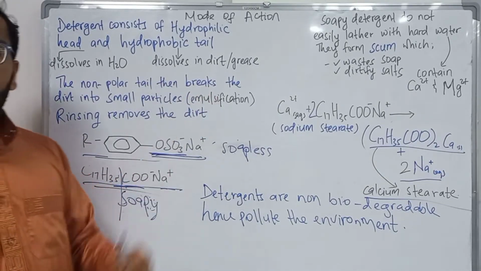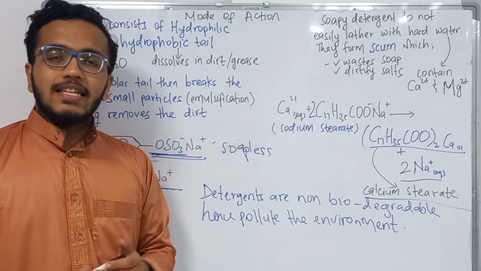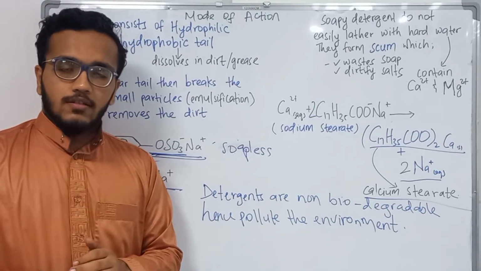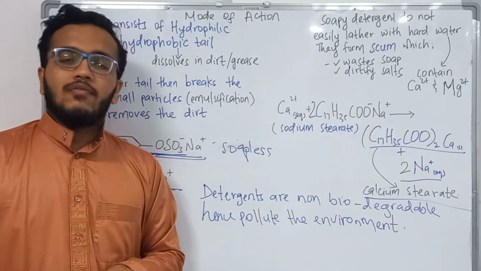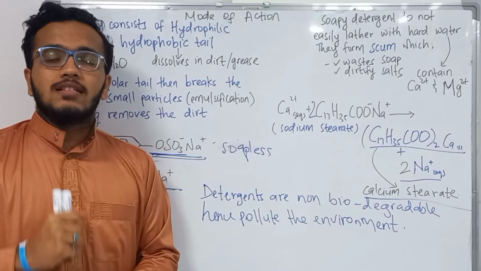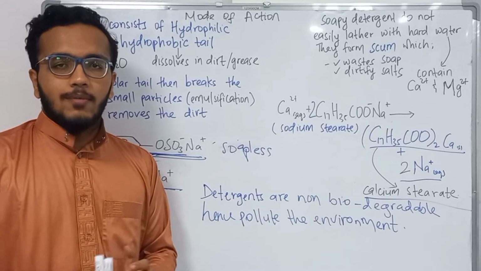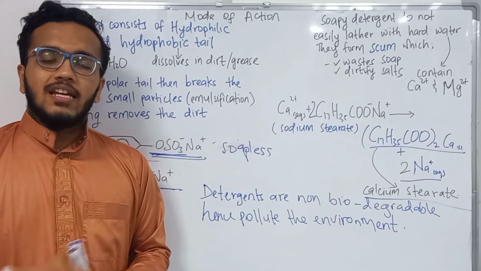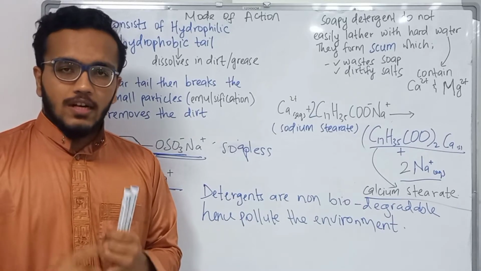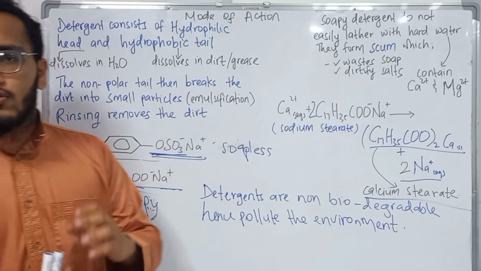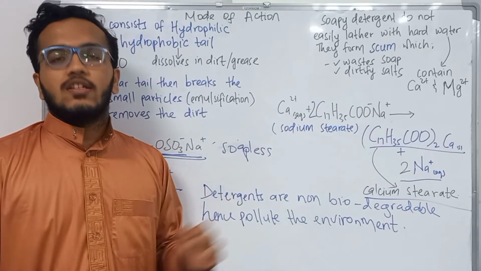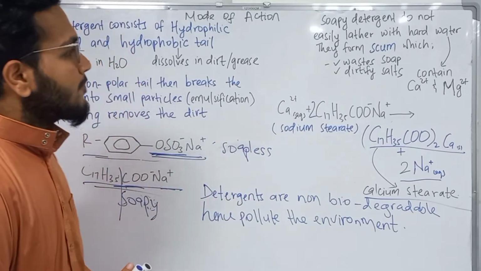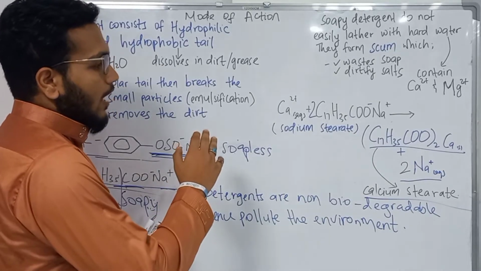Now we go to the formation of scum. As we said, hard water, soapy detergents form scum in hard water. One of the disadvantages of soapy detergent is it forms scum with hard water. Now how is scum formed? First of all, what is the effect of scum? It does not lather easily, so soapy detergent does not lather easily. So it wastes soap and it dirtifies cloth. Okay? Now, how is scum formed?